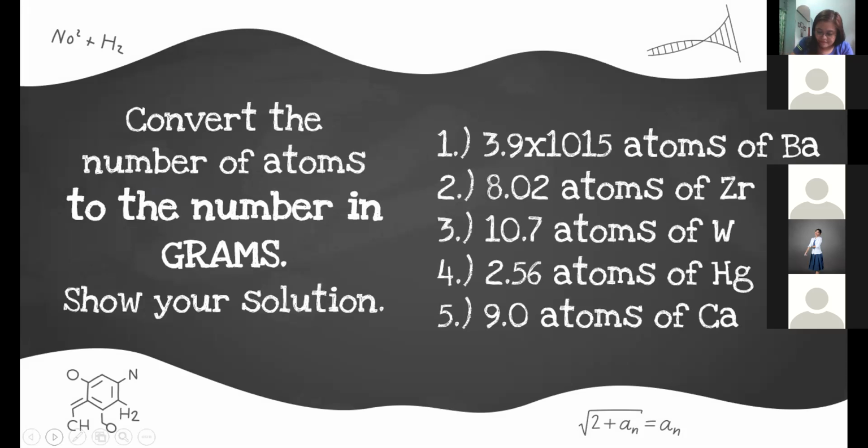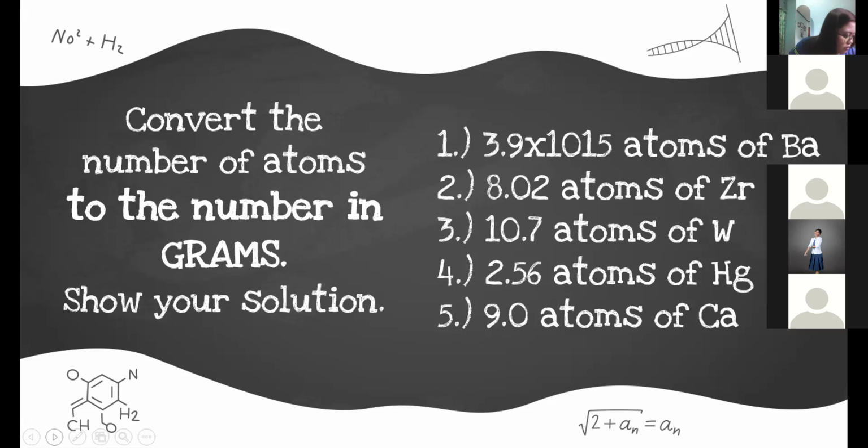So to convert the number of atoms to the number in grams, we need a formula of the number of atoms times moles of an element divided by mole of Avogadro's number of an element times molar mass of an element divided by moles of an element equals grams of an element.